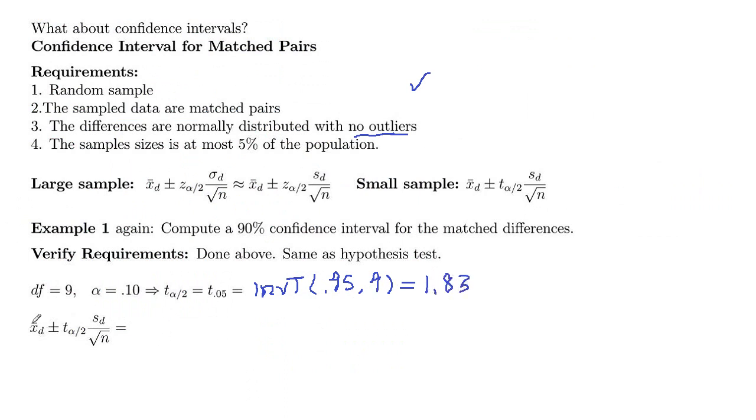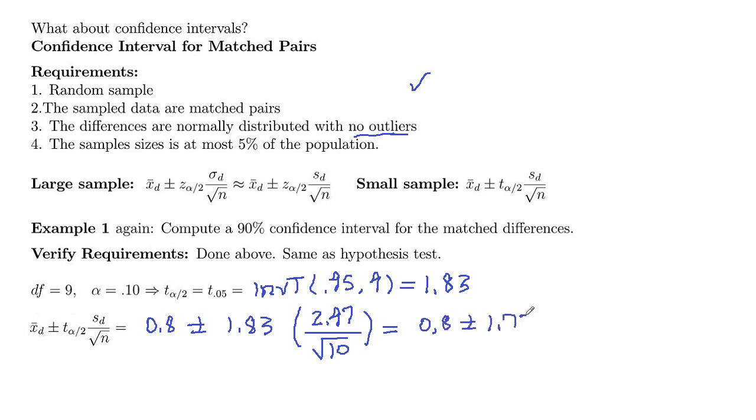And then our mean of differences, remember that was 0.8, plus or minus the 1.83 times our standard deviation of differences, that was 2.97. That's what we got with one variable stats, over the square root of 10. And if you compute this quantity on the calculator, you will get 1.72. So this is 0.8 plus or minus 1.72.